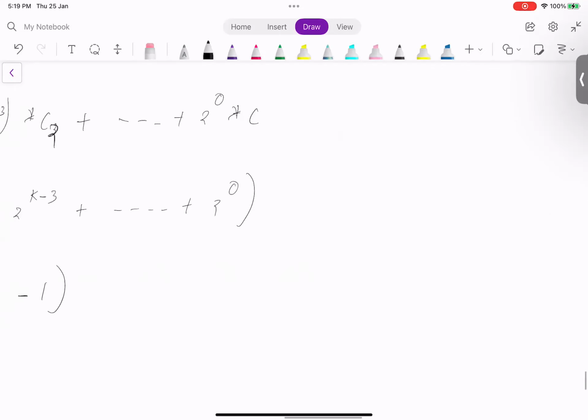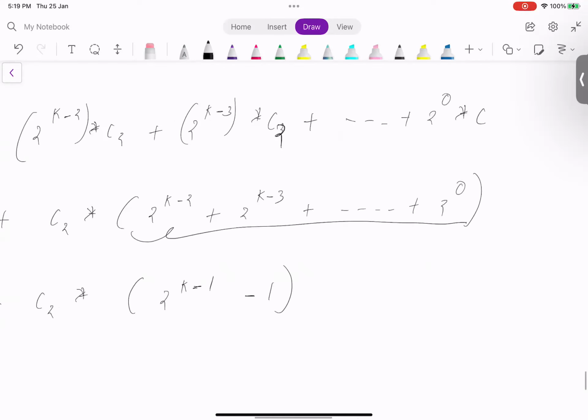That is because we can write this part as a into (r power n minus 1) by (r minus 1). So here there are n terms. Here n is k minus 1 because there are k minus 1 terms: 0, 1, 2, and so on till k minus 2. So it is (2 power k minus 1 minus 1) by (2 minus 1). Here the ratio, the factor r, is 2.